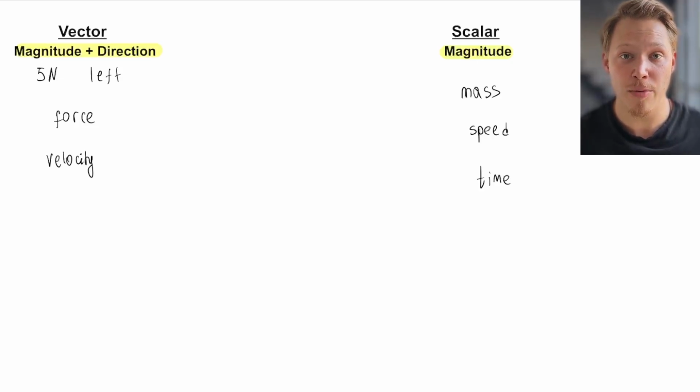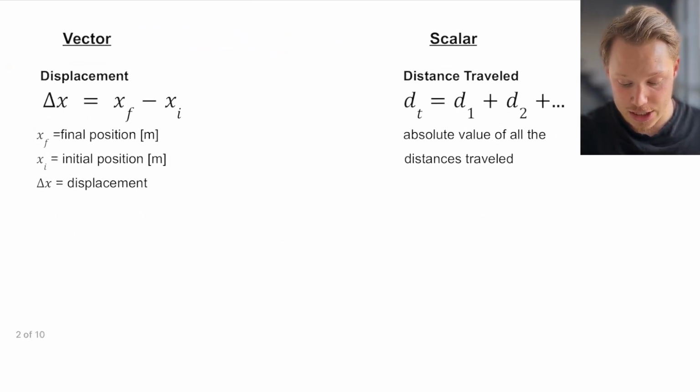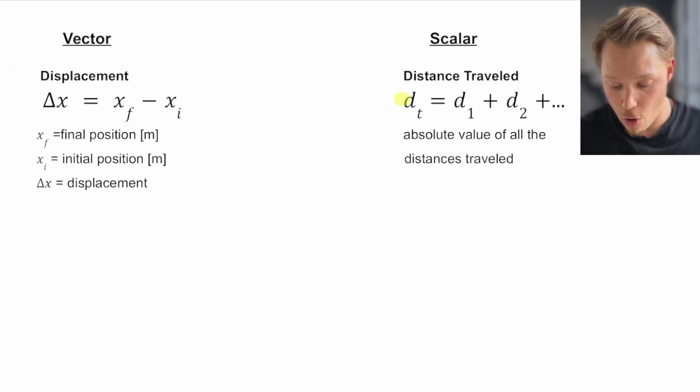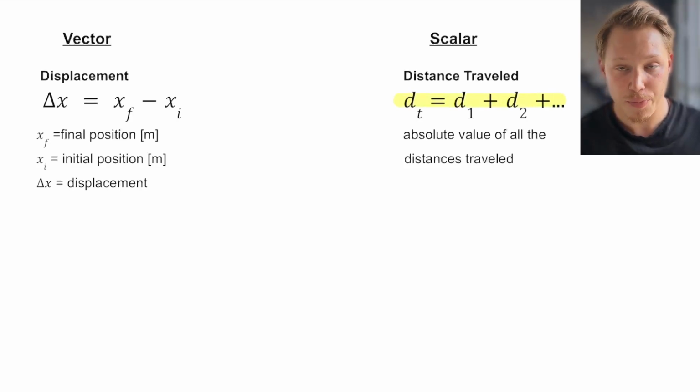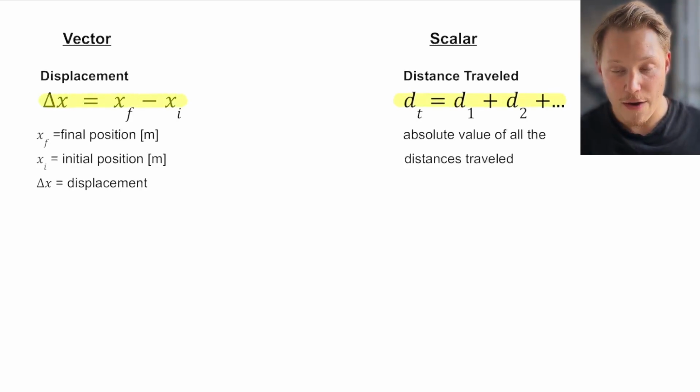And it's going to be really important that you understand it when we talk about today's topic, which is distance versus displacement. The formula for distance traveled is simply adding all the distances that you travel together versus displacement, which is a vector, which is final position minus initial position.